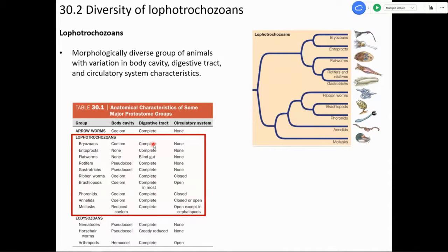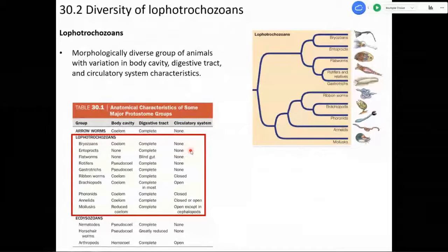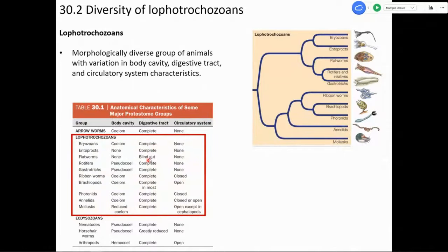Some of them have a complete gut. That means that you have a mouth and a separate anus from a single tract, as opposed to a blind gut, which is just a single opening. And some of them have actually lost digestive tracts as well within some of these groups. And then circulation system: either no circulation system, a fully enclosed circulation system, or something that's a bit loosey-goosey between the two, which is what occurs in mollusks. So very morphologically diverse in terms of not just the way they look, but their internal structure.